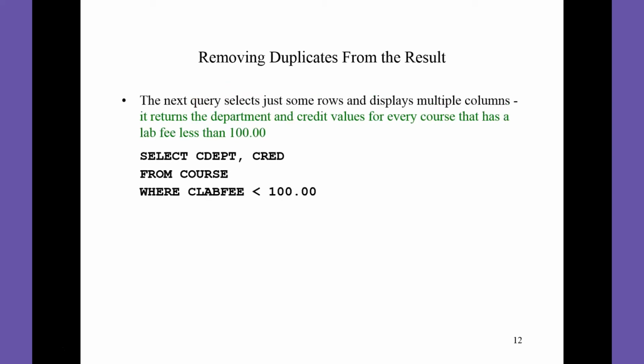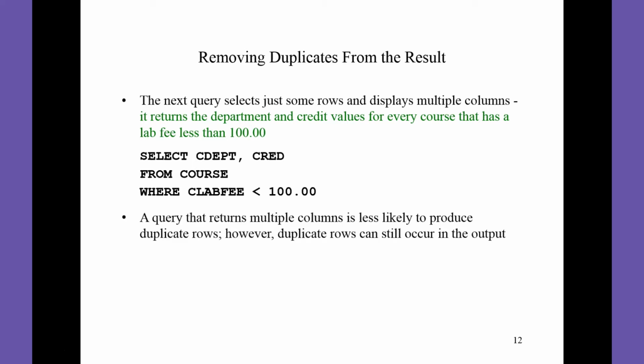In the next query, we're going to select rows and display multiple columns. The result set will consist of rows that have a C department value and a credit value. So the output of this query will consist of C department and credit for those courses with a lab fee less than 100.